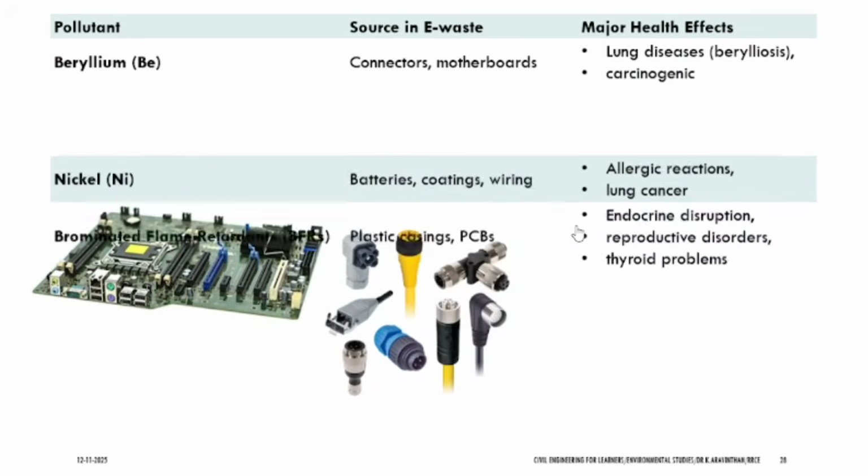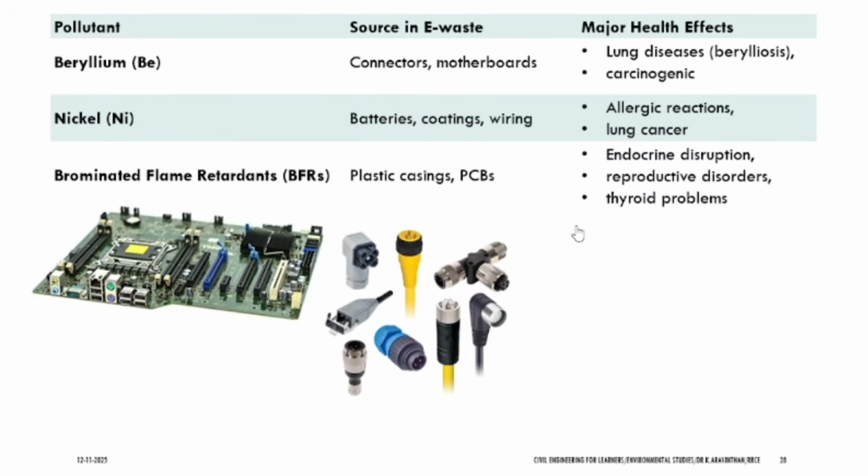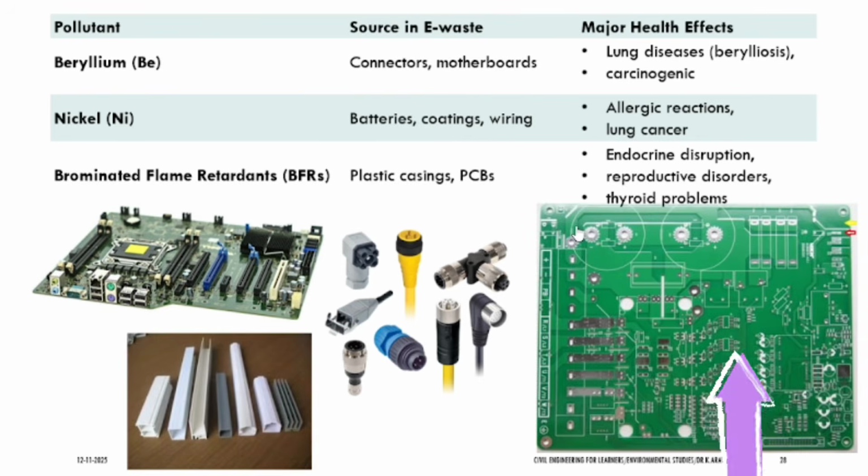Next thing is beryllium, which is available in connectors and motherboards. This is a motherboard. What is the difference between a motherboard and PCBs? Any idea? You would have frequently heard these names. Motherboard and PCB. PCB is nothing but printed circuit board. This is a circuit board, PCB. And motherboards will be like this. What is the difference? Motherboards are installed in a computer where you can have multiple purposes. Install RAM, you can install USB, you can install electrical items, etc.